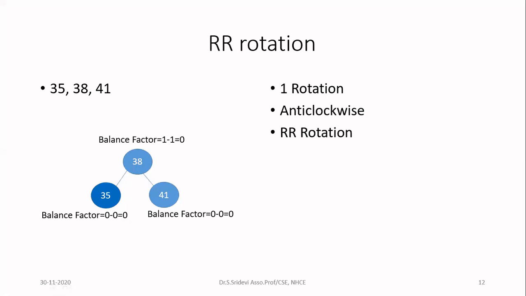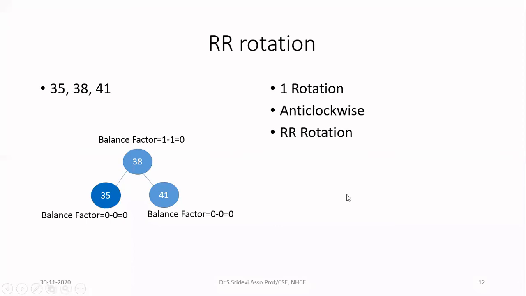Now you calculate the balance factor of all the nodes in the tree. These two are leaf nodes, so the balance factor will be 0. And for 38, the height of the left subtree is 1, the height of the right subtree is also 1, so the balance factor is 0. We started with an imbalanced tree and did the rotation in the anti-clockwise direction because it is RR imbalance. Now the tree is perfectly balanced because all the nodes have balance factors in the allowed range. This is an example for RR rotation.